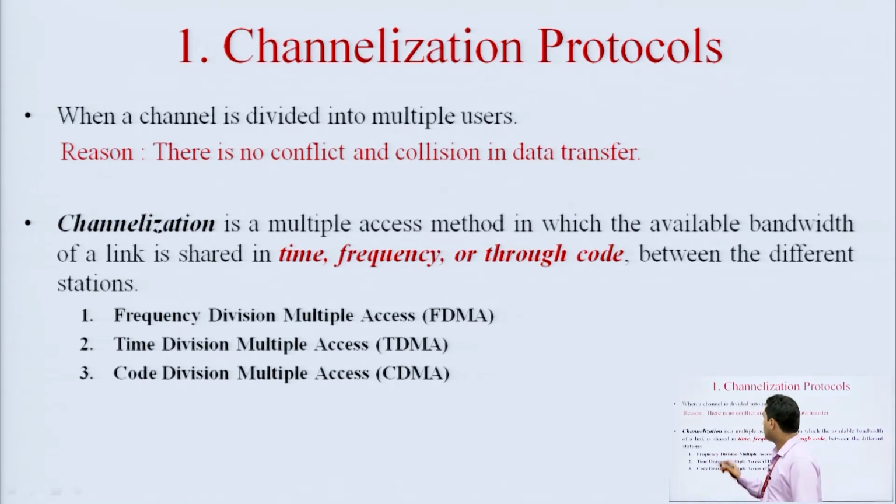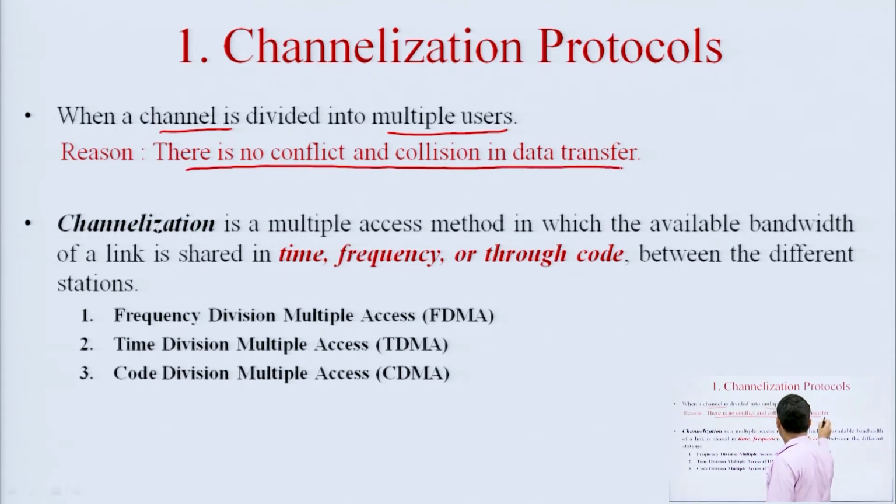How is channelization helping us understand the concept? We have a channel which is divided among multiple users. The important concept to understand is that there is no conflict and collision in data transfer. We allot the channels in such a manner. If in a timetable the first class is given to 2 subjects, what will happen? In the very first class, 2 faculty members are standing inside or outside the room waiting for the students. Students are also confused whether this is the lecture of faculty 1 or faculty 2. This is the conflict: there is a conflict among the faculty members about who will take the class.